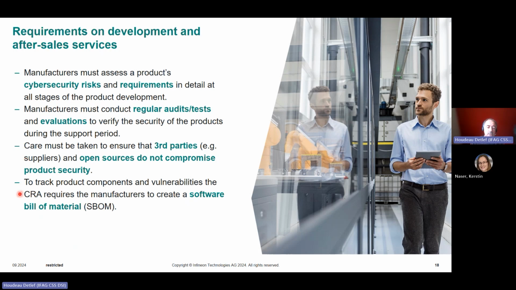Last but not least, to track product components and vulnerabilities, the CRA requires the manufacturer to create a software bill of material, called SBOM. The software bill of material means you must write down all the software used in the products, independent of whether this comes from one or two or many suppliers. All this must be written in a software table. Very important to have this kind of transparency.